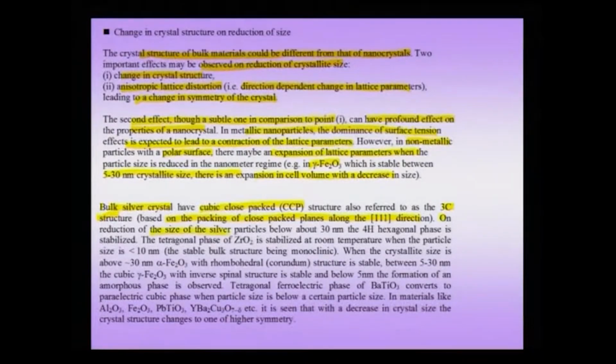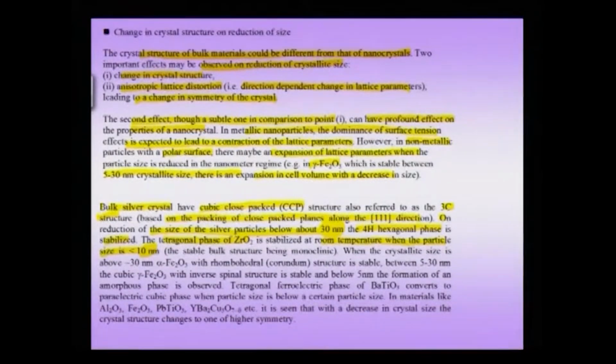On reduction of the size of the silver particles below about 30 nanometer, we find that the 4H hexagonal phase is stabilized. So, the bulk phase is the 3C phase, which is a cubic phase, and when you reduce the particle size to about 30 nanometer, you notice that actually a hexagonal phase, which is classified as 4H because the repeat unit is 4 layers long, is stabilized. Similarly, the tetragonal phase in zirconia is stabilized at room temperature when the particle size is less than about 10 nanometer.